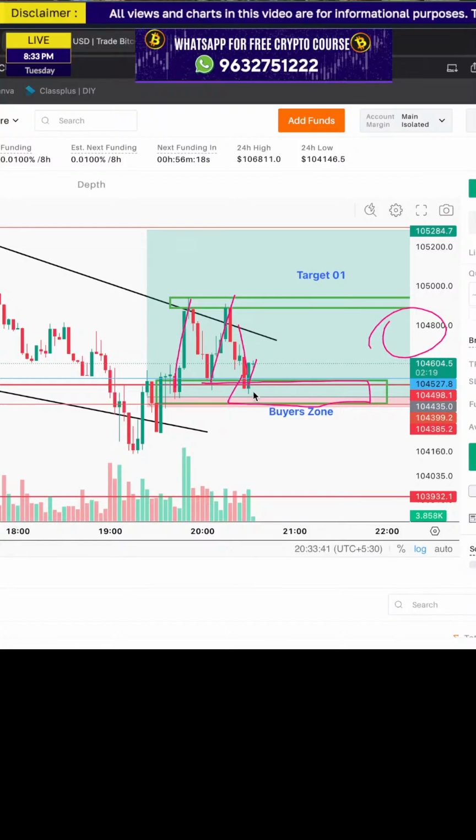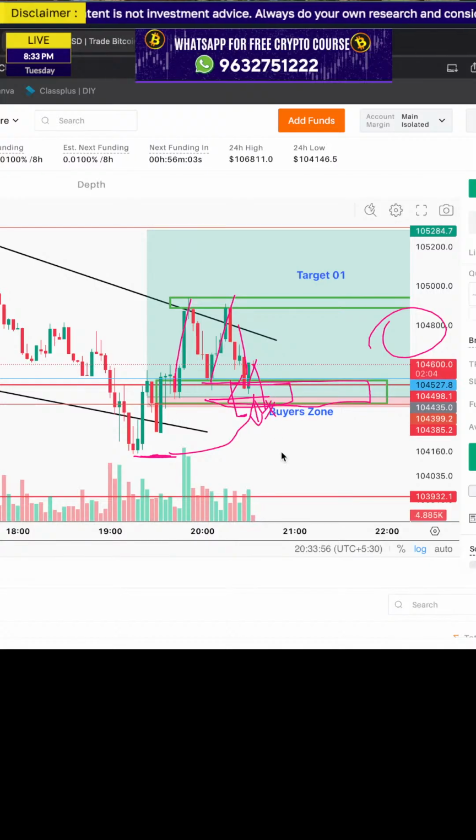Like I said earlier, if the market goes below the buying pressure zone, too much correction can happen. So there is no point in holding a bullish trade, so I am placing the stop loss here. That's why we got the stop loss at this zone. Now the market is at this buying pressure zone.